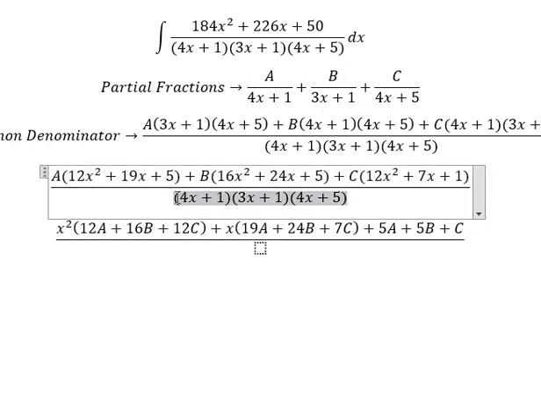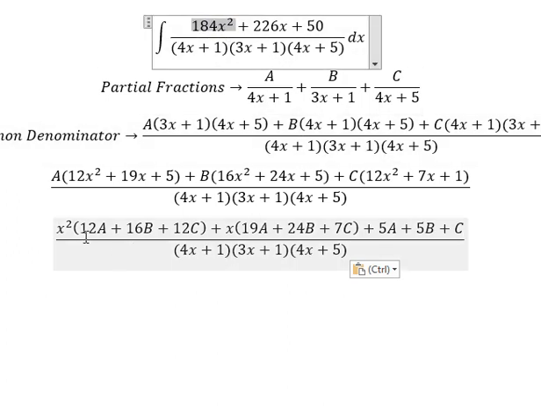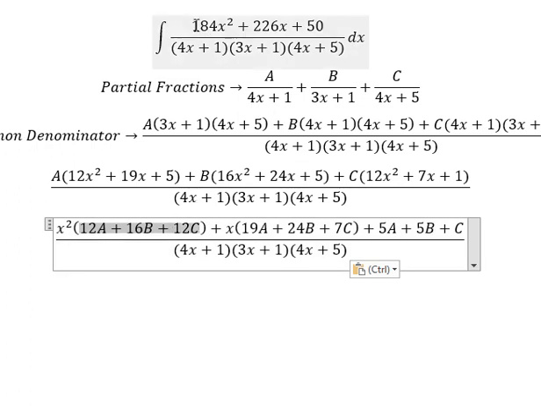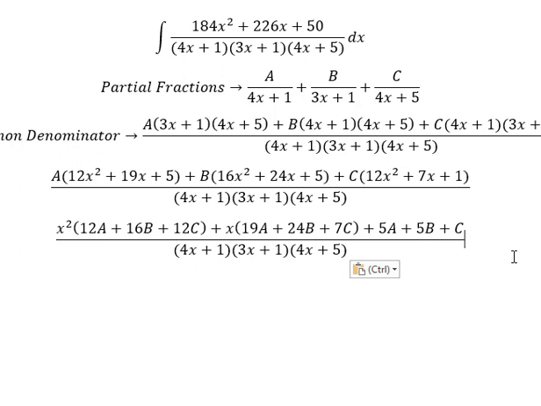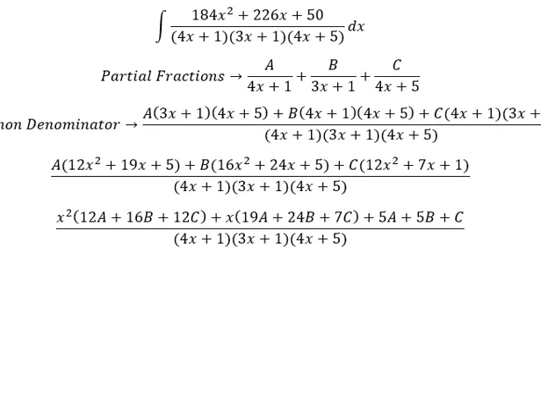And now we need to compare coefficients. We have 184x squared. That means this one equals 184. This one equals 226. And this one equals 50. And now we create the system of equations.